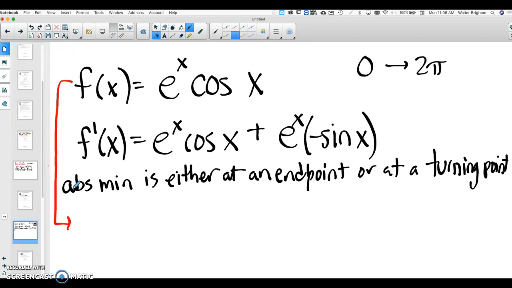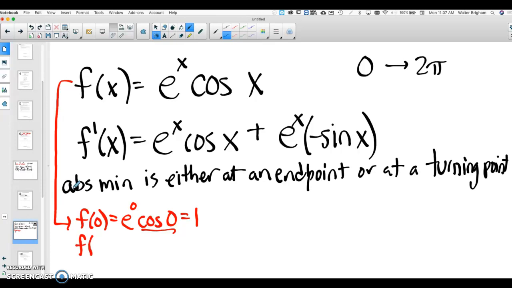So f of 0 is going to be e to the 0 times the cosine of 0. So here you have to know, like I said, your features. Cosine of 0 is 1. E to the 0 is 1, so f of 0 is 1. They're not going to make you do weird decimal math. It's always going to be nice numbers.